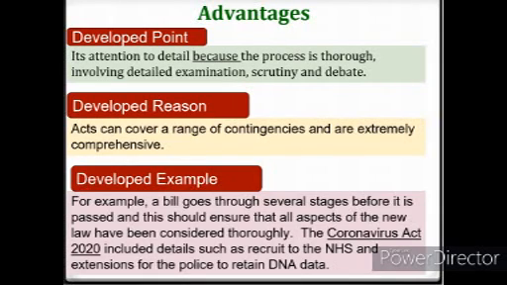And an example of this would be how the bill has to pass through lots and lots of stages. You could mention the committee stage here. You could mention the fact that it goes to the other house to be scrutinised. You could even mention a specific act that you know well that has lots of detailed recommendations. So I've used here the Coronavirus Act because it's been on the news. The Coronavirus Act 2020 included details such as recruitment to the NHS and retention of DNA time extensions by the police.